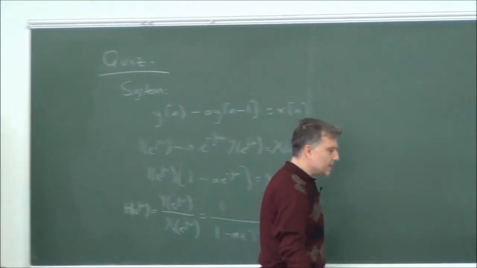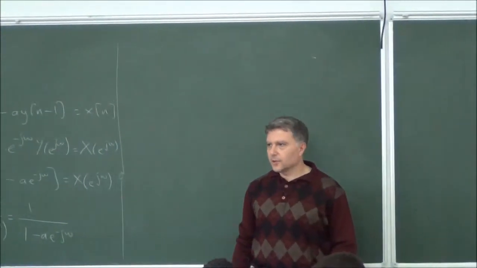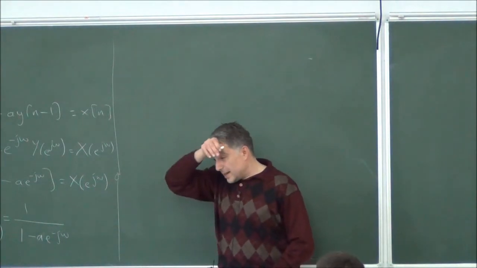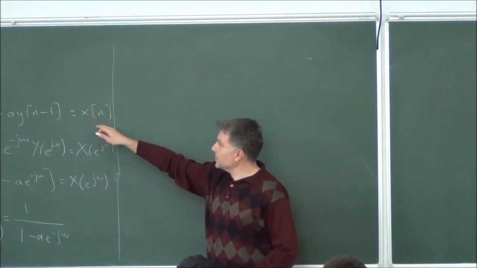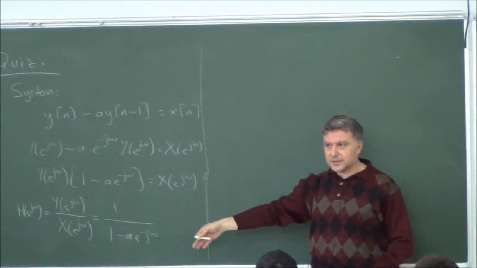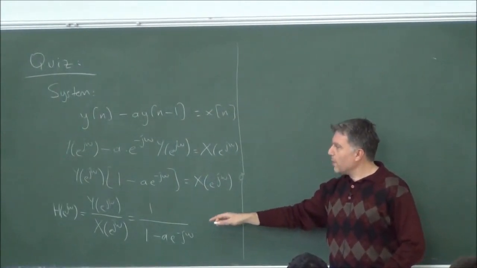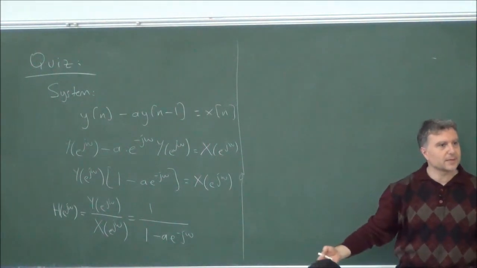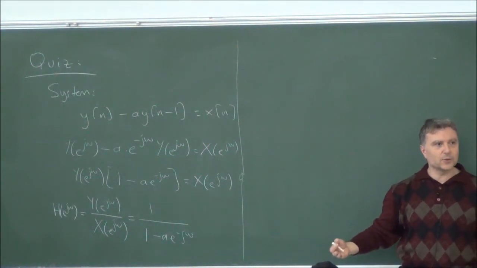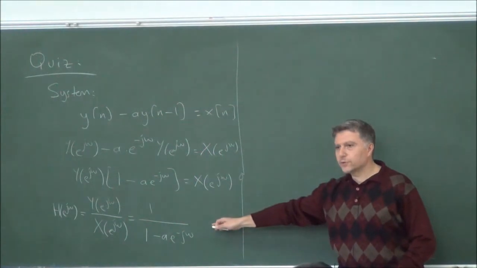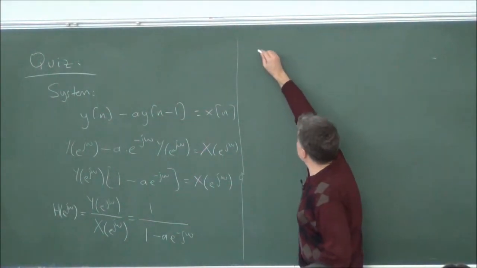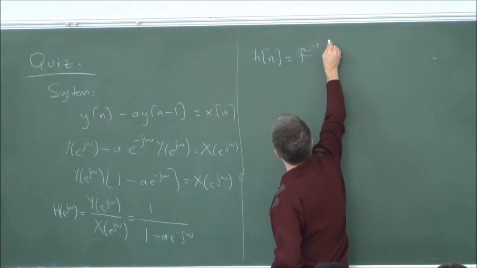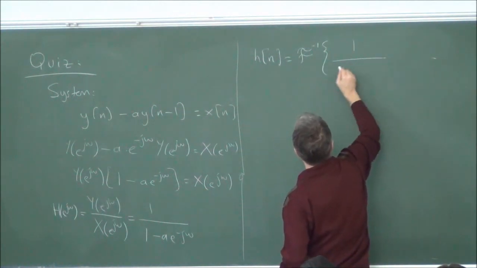But again, just like the things that we did for continuous time Fourier transform, there we had differential equations. Now we have difference equations, and it is now possible to proceed to the impulse response of this system. And how are we going to do that? By taking the inverse Fourier transform of this. So h of n is therefore the inverse Fourier transform of this expression.